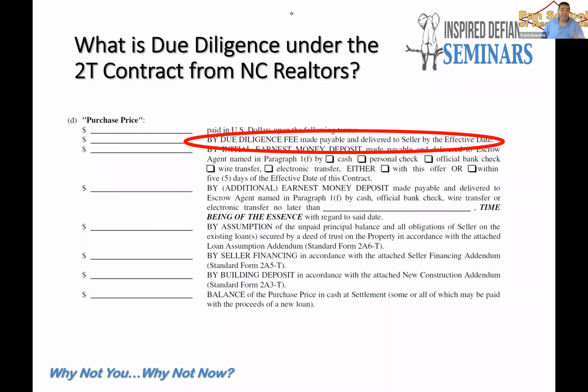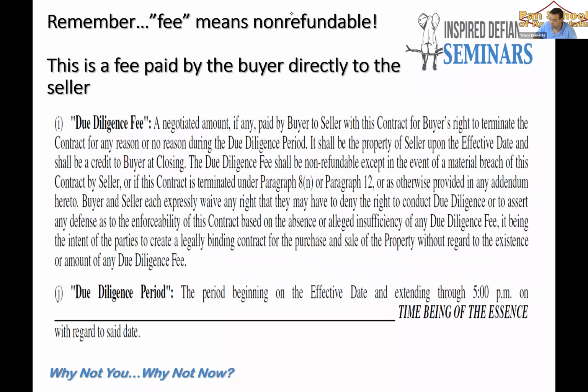Now, here's the thing. If the market's not competitive, if you're in one of the rural areas of the state where stuff still sits on the market, the due diligence fee might be $50. It might even be $0. Well, if you're in that kind of a situation, the buyer has all the power. Does that make sense for everybody? So the amount really dictates who has the power, and that's just based on your local market and how competitive it is. So the fee means non-refundable. It is paid directly to the seller as soon as we go under contract.